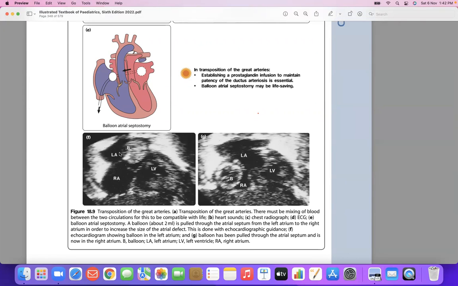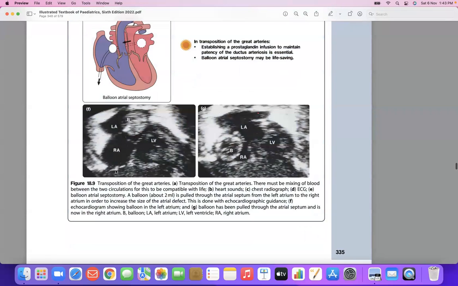This figure, okay, this B is the balloon, I think. Echocardiogram showing balloon in the left atrium. Okay, the balloon has been pulled through the atrial septum and is now in the right atrium. So from here they pulled it this side. Okay, that's how they do the balloon atrial septostomy.